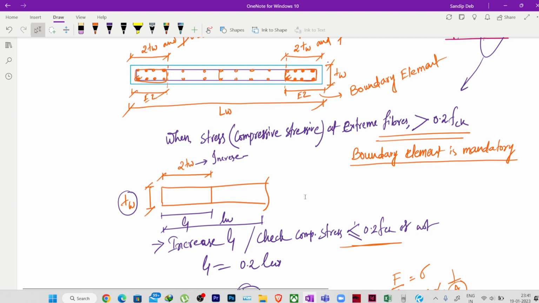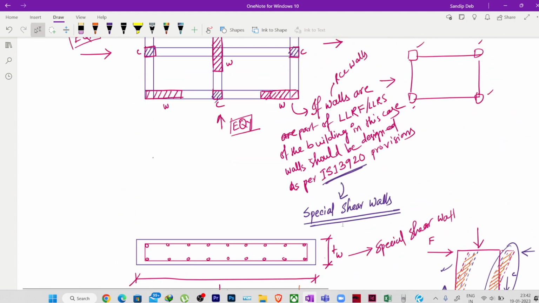So all these things are mentioned and written clearly in our code IS 13920. The minimum reinforcement criteria for the boundary element, and the minimum reinforcement criteria for the shear wall, or this web part, we call it as web. So this web part, or the shear wall as a whole, is also defined. Okay, so a special shear wall, basically our topic was introduction to special shear wall.